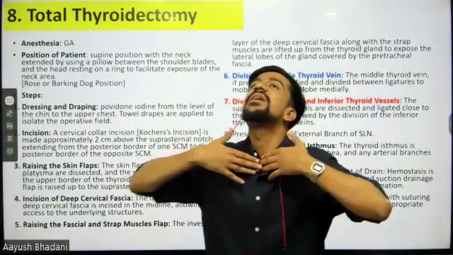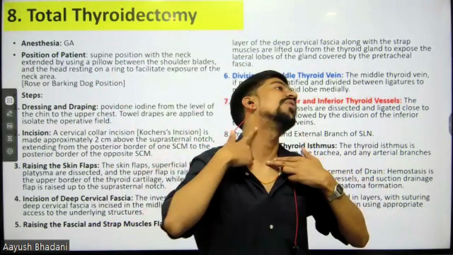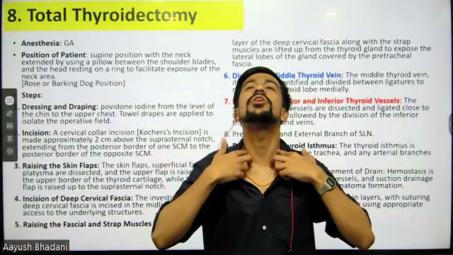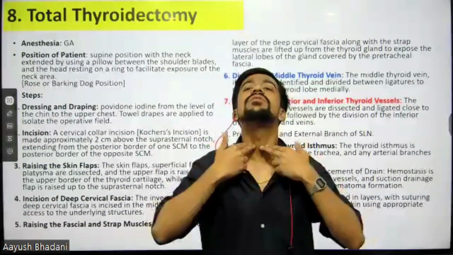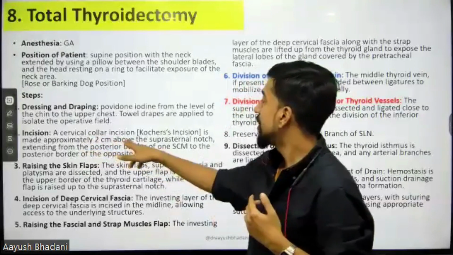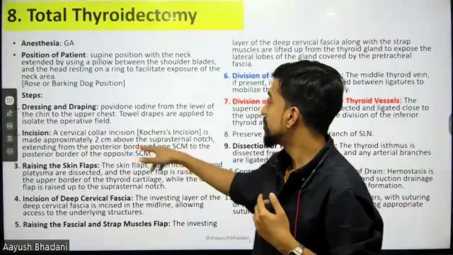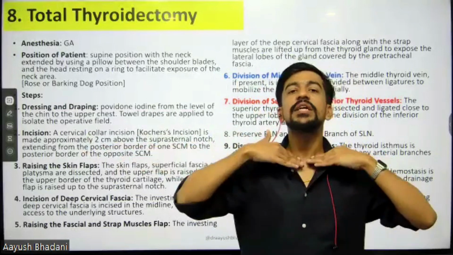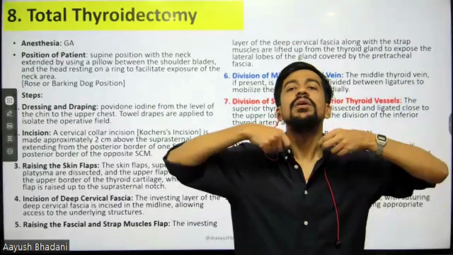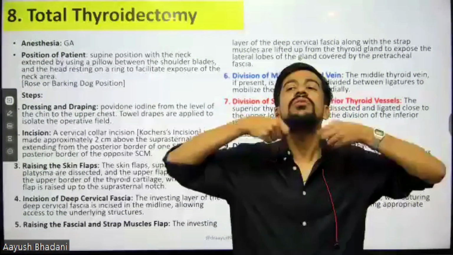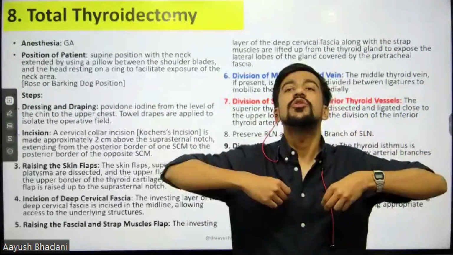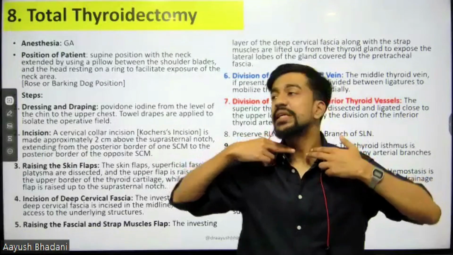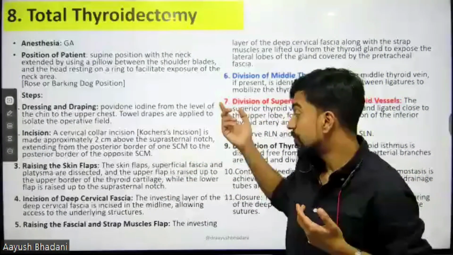Great. Once we are done with this, we mark the incision: Kocher's incision, 2 centimeters above the sternoclavicular joint, extended from the posterior border of one SCM to the posterior border of the other. Now we have done it. Now we need to raise the skin flap. We hook it with skin hooks and pull up, the lower flap as well, cut the platysma, cut the subcutaneous layer. We encounter the anterior jugular vein. I told you about it.